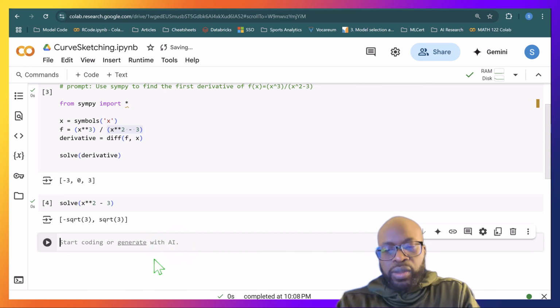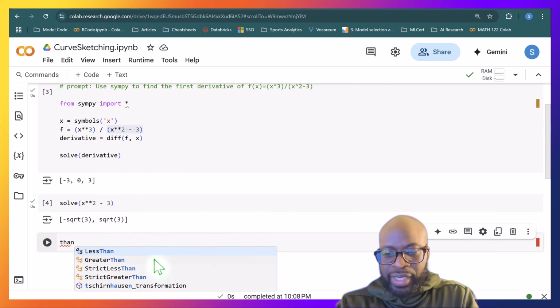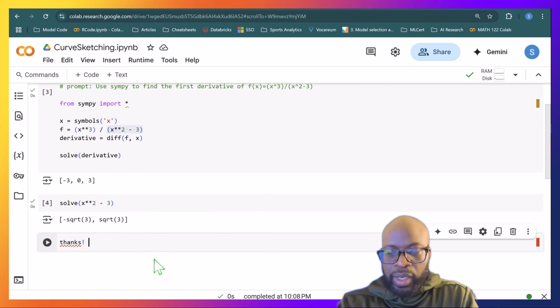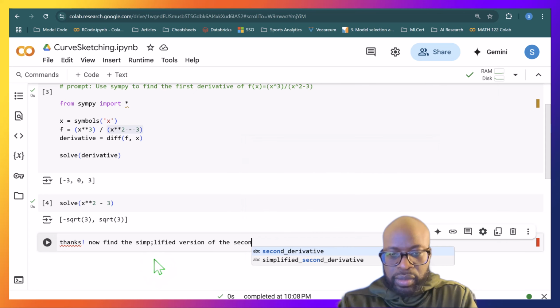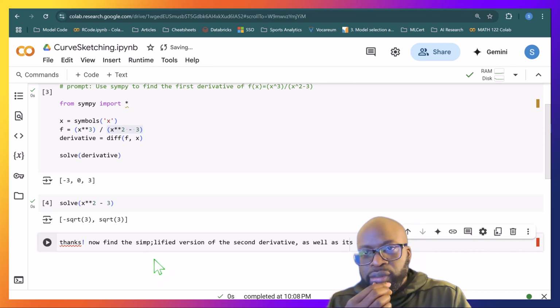Okay, now we want to do the same for our second derivative. Okay, so man, I'm polite. Mama raised me right, so I'm gonna say thank you to AI. Now find the simplified version, as well as its zeros. Sometimes when you give multiple commands, AI starts tripping, but let's see how this goes.